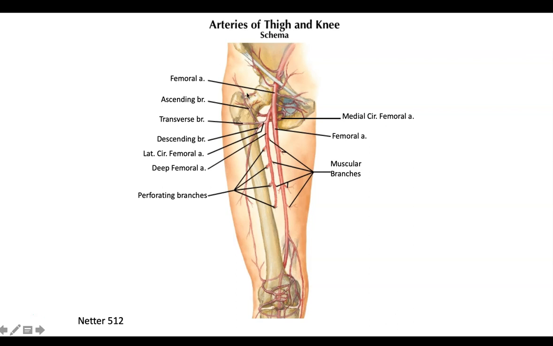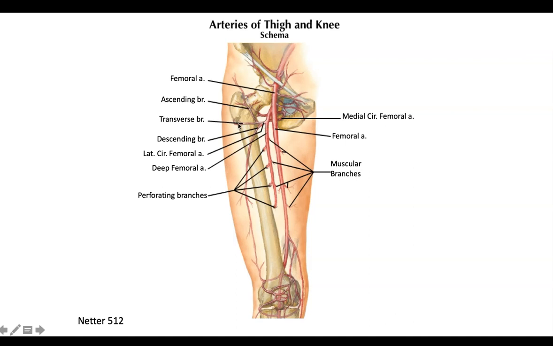Especially the branches of the medial circumflex femoral artery are one of the major sources of blood supply of the hip joint. The lateral circumflex femoral artery, you can see, has three branches: ascending branch, transverse branch, and descending branch. The ascending branch ascends upwards anterior to the neck of the femur, and it anastomoses with the ascending branch of the medial circumflex femoral artery, which lies posterior to the neck of the femur.